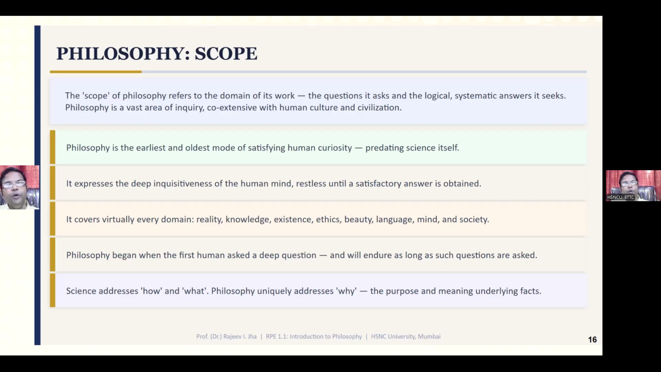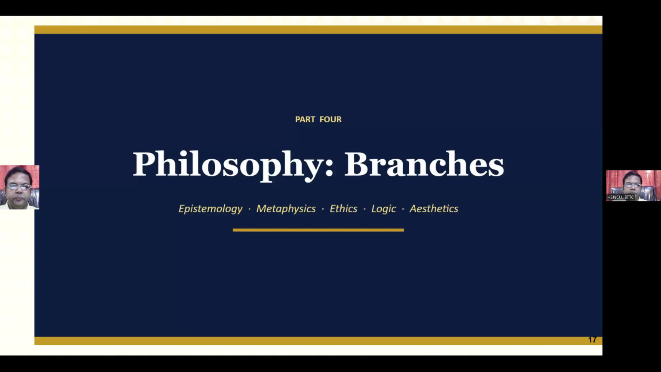From scope, we move to part 4, the branches of philosophy, the 5 classical domains through which philosophical inquiry is organized. Part 4, the 5 primary branches: epistemology, metaphysics, ethics, logic, and aesthetics, each with deep relevance to doctoral research and cross-disciplinary inquiry.